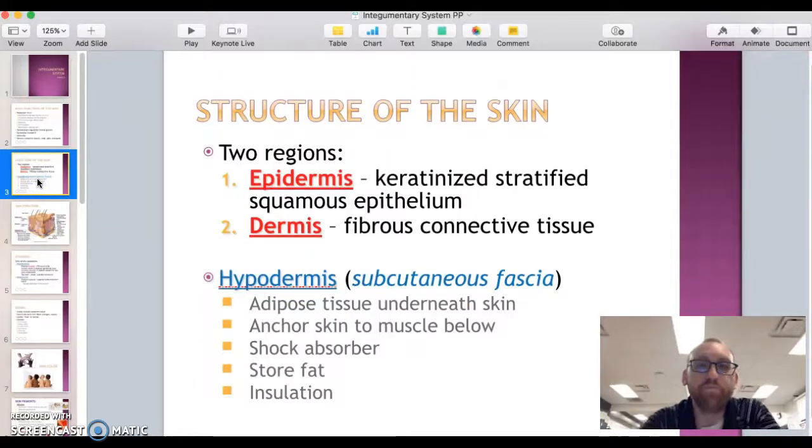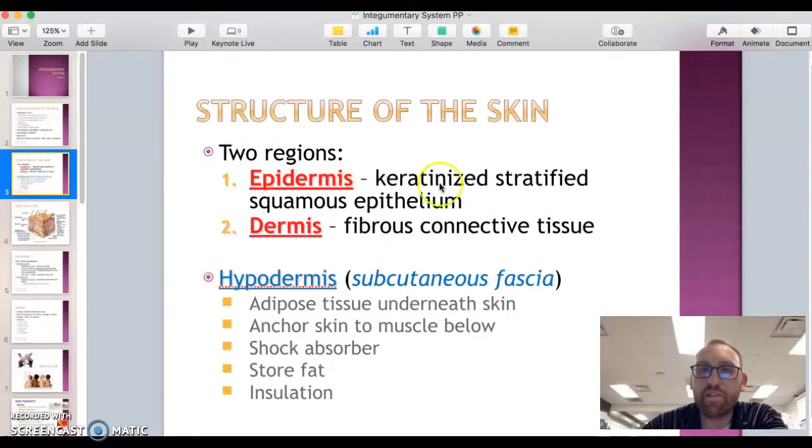Okay, so let's start by looking at the structure. The structure of the skin, they say, really has two layers. You have what is called your epidermis and your dermis. Anytime you see this prefix epi, it means above. So the epidermis is the layer above the dermis, and the dermis is the main layer of the skin that has a lot of fibrous connective tissue.